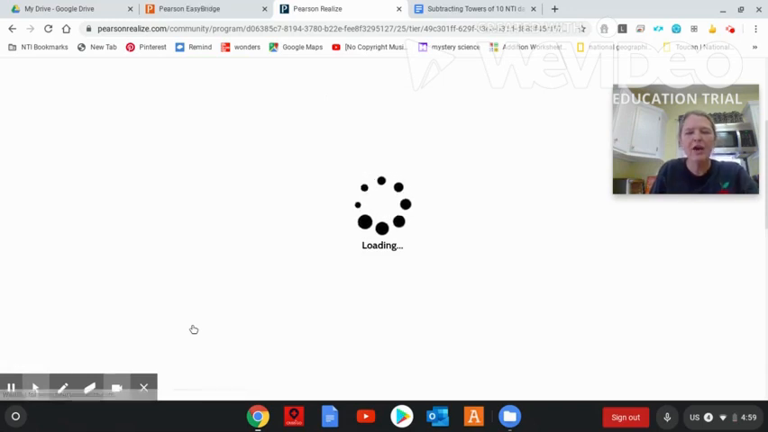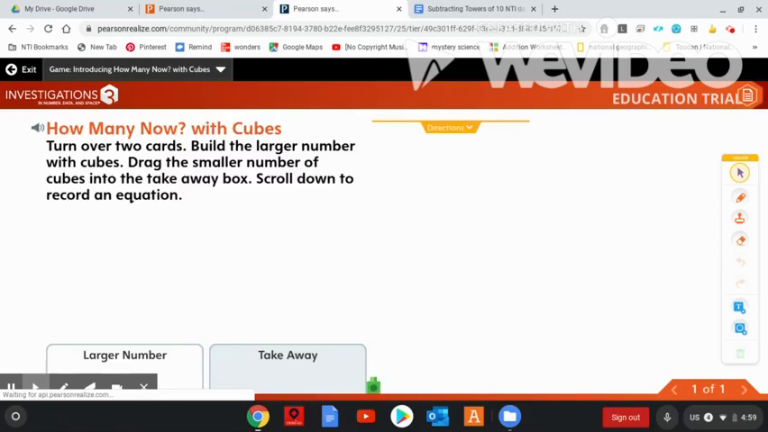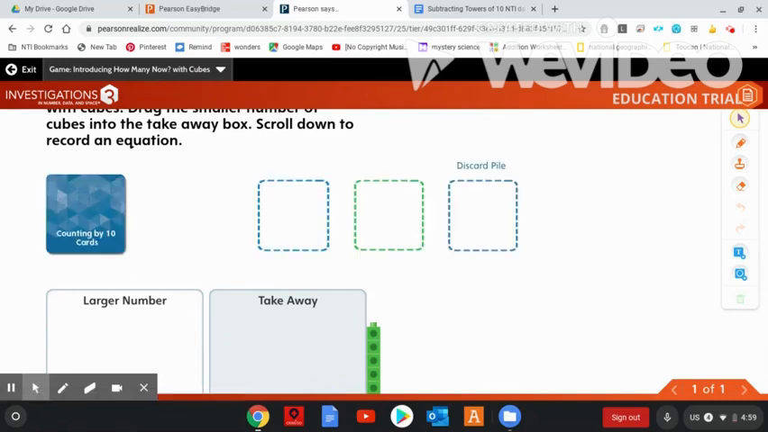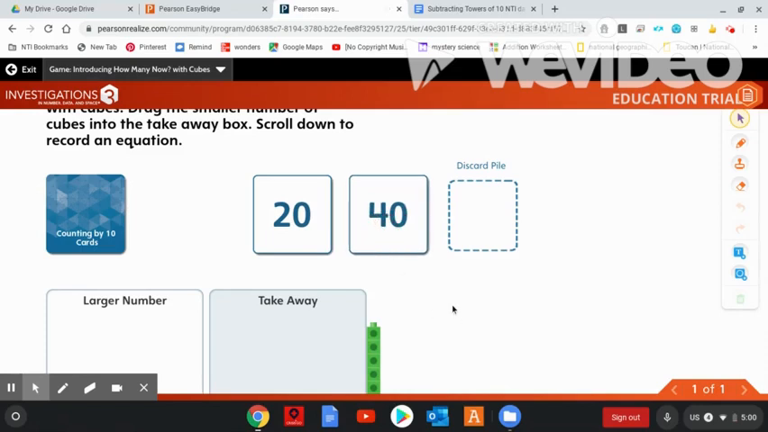Our game is called How Many Now? The way we play our game is I will turn over 2 cards. We have to determine which card has the larger number. Then we will build the larger number, and we will take away the smaller number. So let's get started. Here's my first card and my second card. What numbers did I turn over?